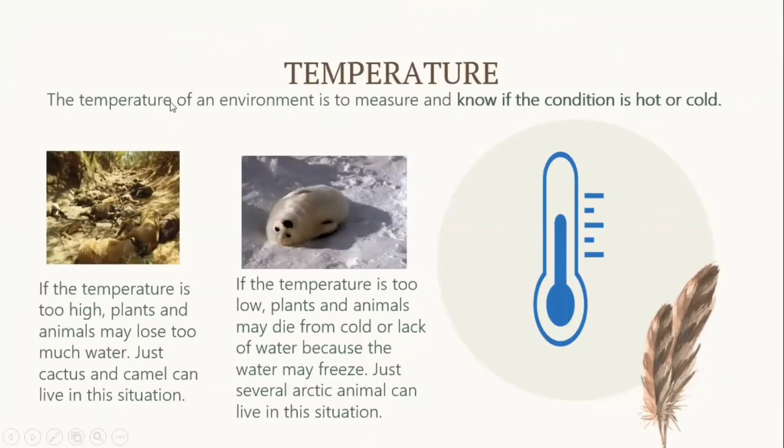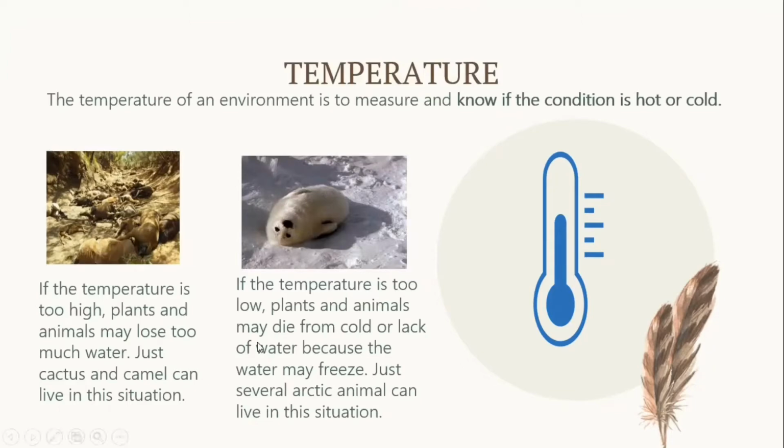The temperature of an environment is a measure to know if the condition is hot or cold. If the temperature is too high or too hot, plants and animals may lose too much water, or they could die. Only camels and cactus can live in these kinds of situations.